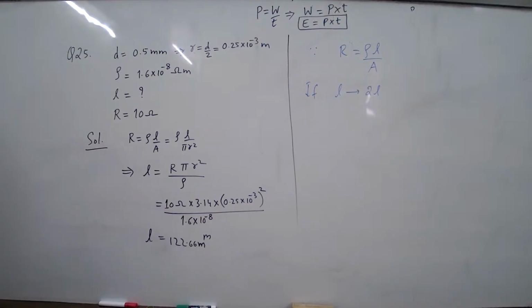What is the calculation? 10 into 3.14 into 0.25 into 0.25 into 10 raised to -6. So keep it. So what answer are you getting?